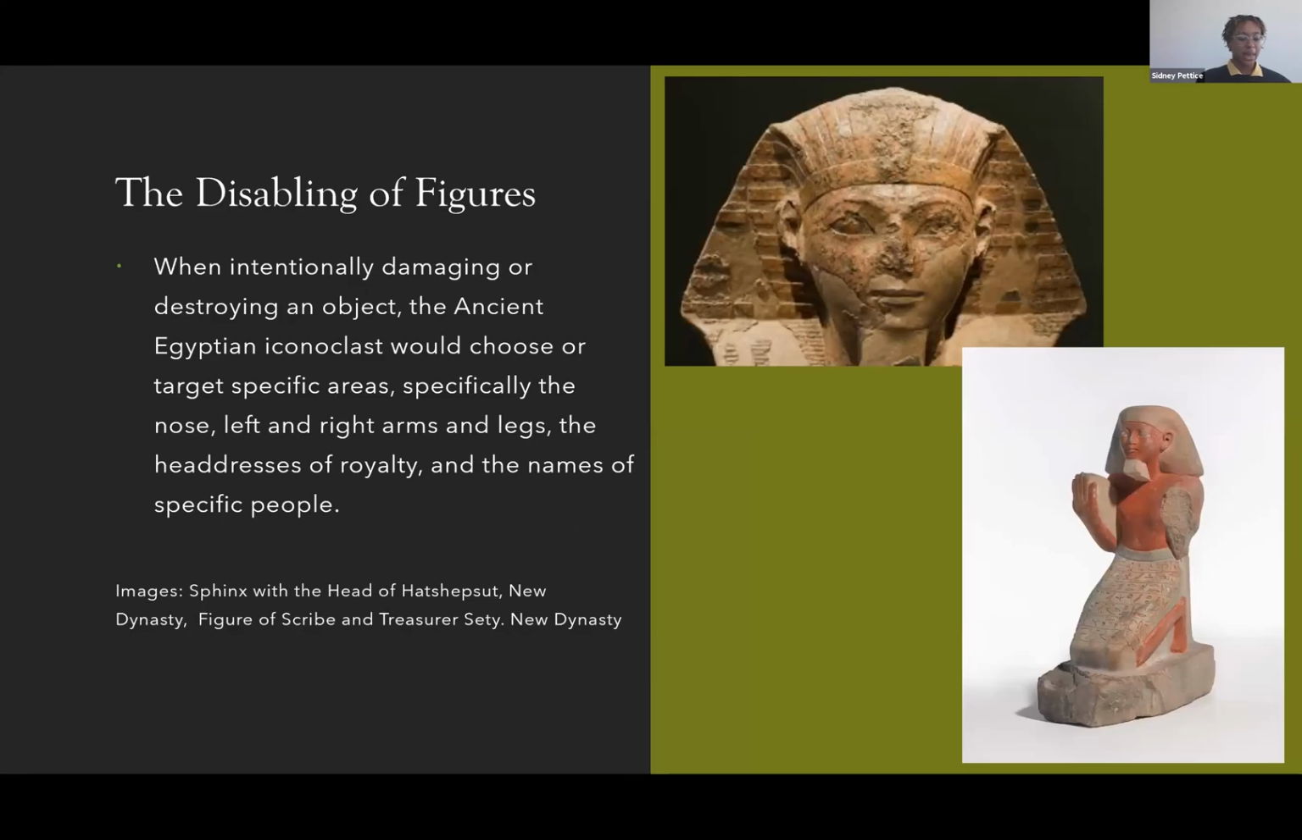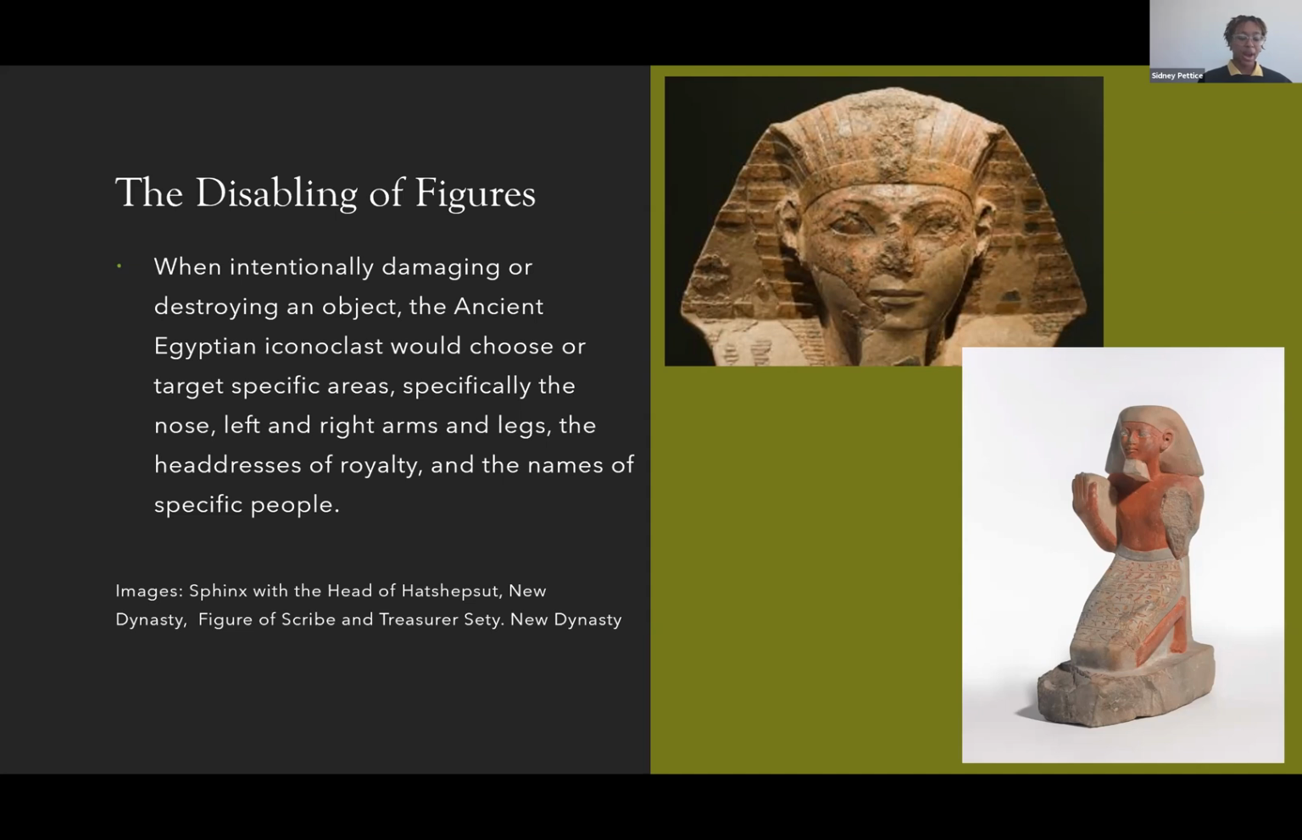So, with the disabling of figures when intentionally damaging or destroying an object, the ancient Egyptian iconoclasts would choose to target specific areas. They would specifically target the nose, left and right arms and legs, the headdresses of royalty, and the names of royalty as well. The nose was targeted because if the statue or figure did not have a nose, the ancient Egyptians believed that the spirit or ka within the figure would be unable to breathe, which would ultimately kill them.